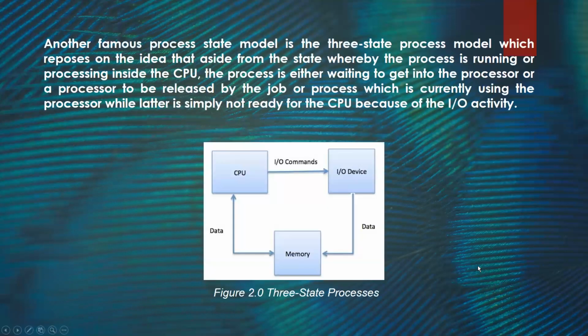The second model state, ayan. Another famous process state model is the three-state process model, which reposes on the idea that aside from the state whereby the process is running or processing inside the CPU, the process is either waiting to get into the processor or a processor to be released by the job or process which is currently using the processor, while the latter is simply not ready for the CPU because of the I/O activity.